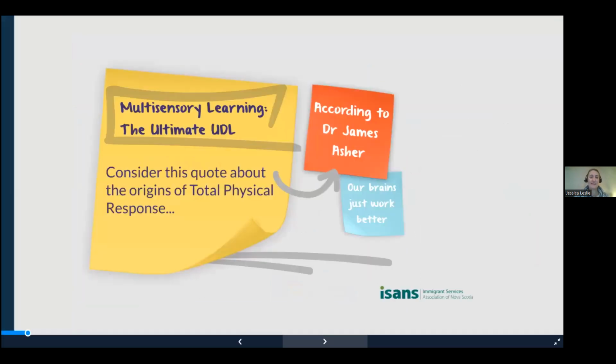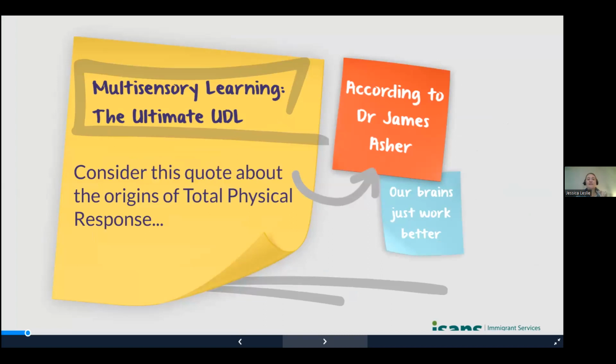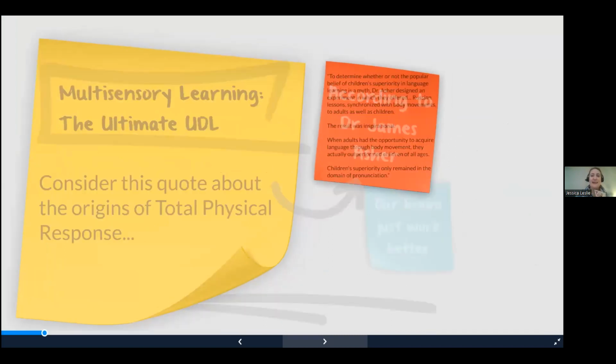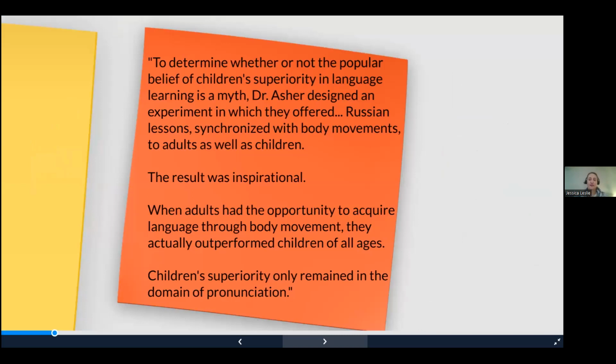So with that in mind, I want to give you a quote about the origins of TPR, how total physical response came to be. The originator was a man named Dr. James Asher. And this is absolutely fascinating. I'm just going to read this to you, for accessibility purposes. To determine whether or not the popular belief of children's superiority in language learning is a myth, Dr. Asher designed an experiment in which they offered Russian lessons synchronized with body movements to adults as well as children.